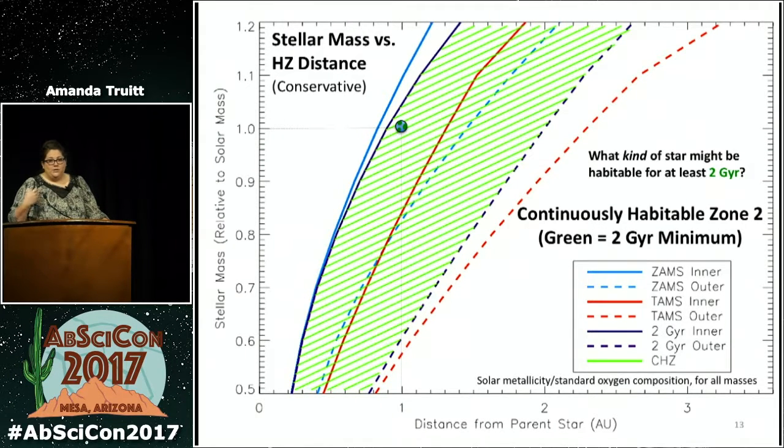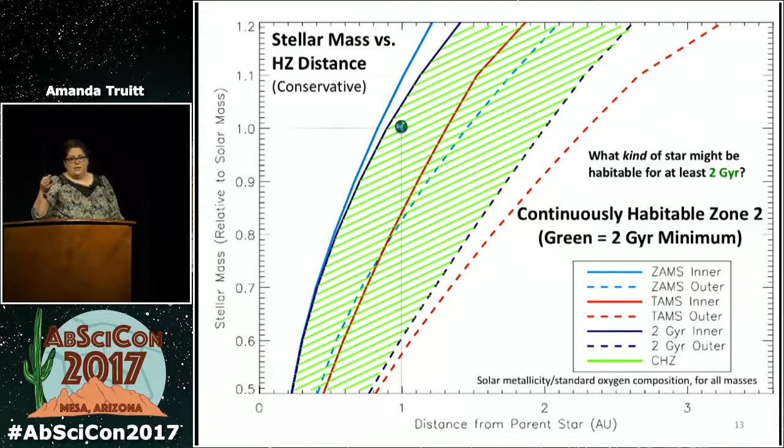Instead, if we use a 2 billion year criteria, which is based on, obviously, Earth taking about 2 billion years to produce enough biogenic gases that would be detectable with something in the most recent decadal survey, then we have that Earth does fall into this range of orbits that would be continuously habitable for at least 2 billion years. So anything within this green range would meet that criteria.